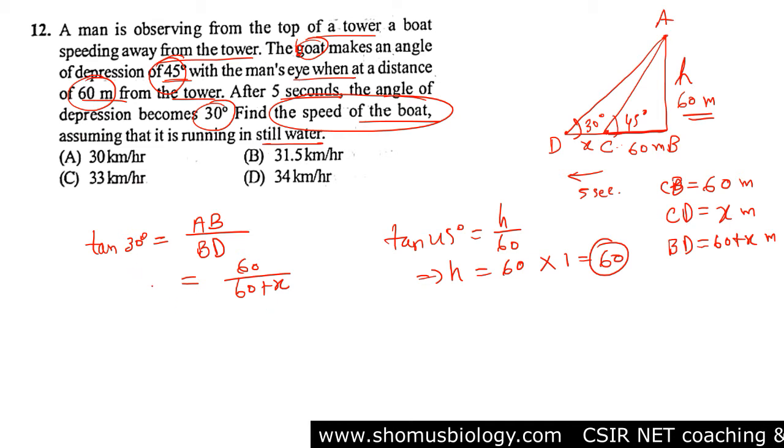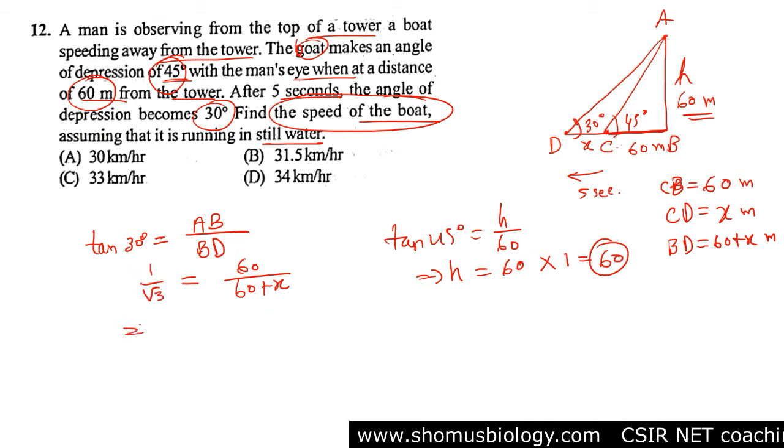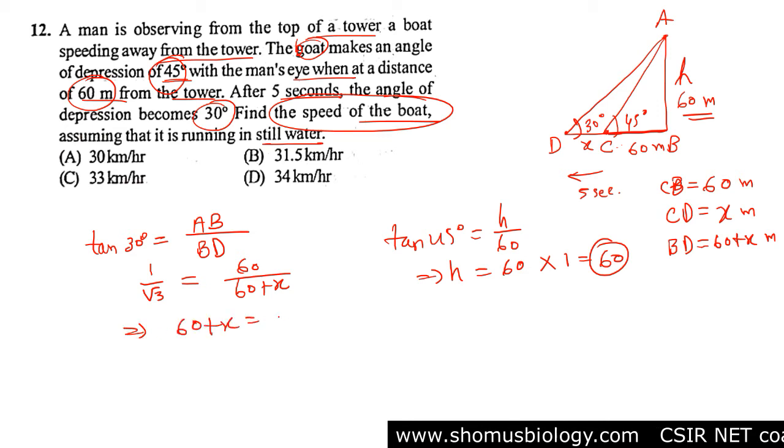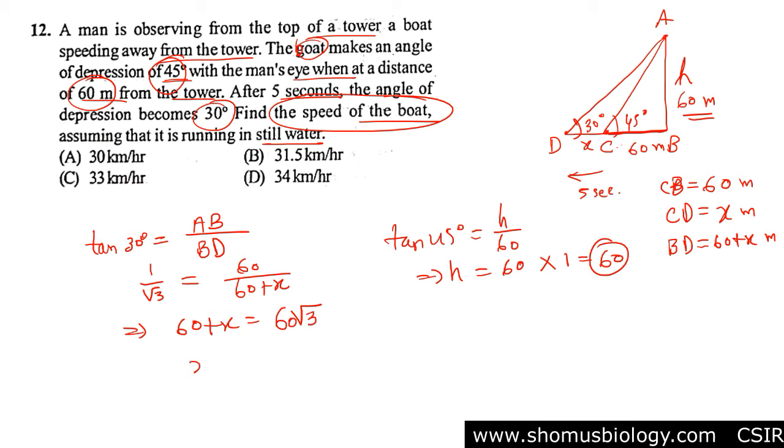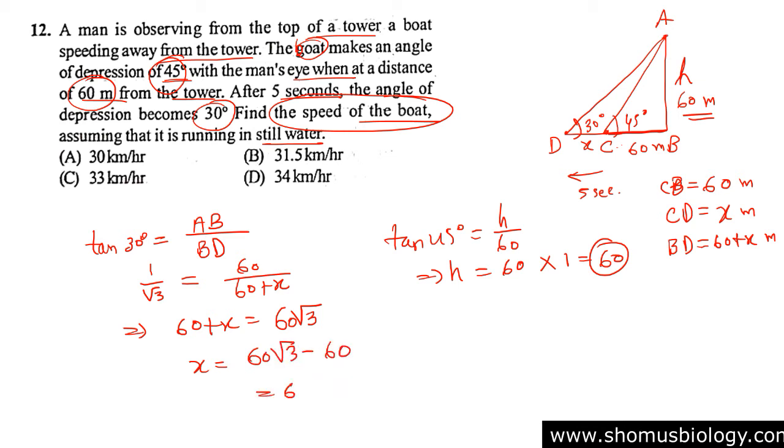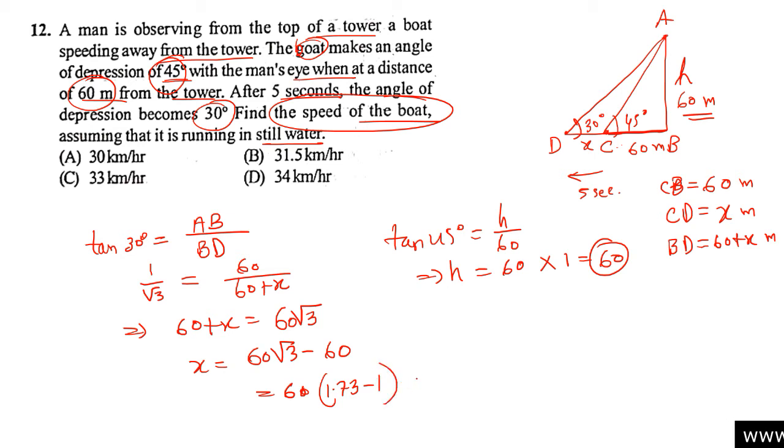And what is the value of tan 30? If you recall, 1 by root 3 is the value for tan 30. So simply we can say, 60 plus X equals 60 root 3. From here we can find X equals 60 root 3 minus 60. So 60 times, inside which we get root 3 minus 1, and the value of root 3 is 1.73. I said that you need to remember the value of root 3, that is 1.73. 1.73 minus 1, 60 into 0.73. That will give us 43.8 meter. So we got the value of X.